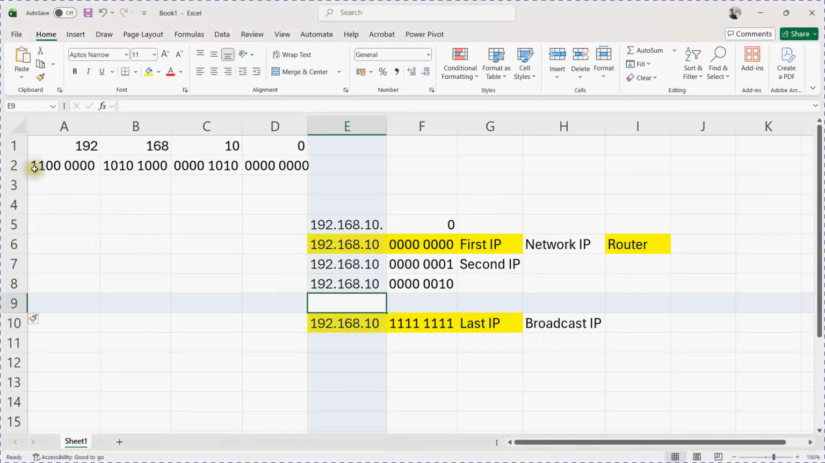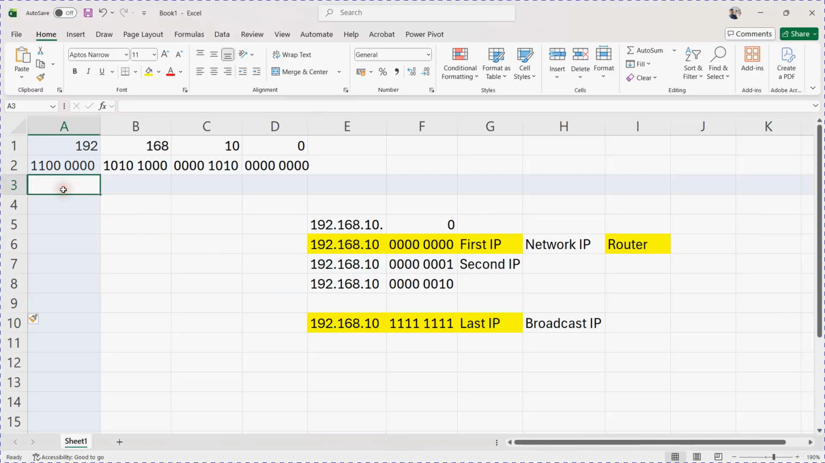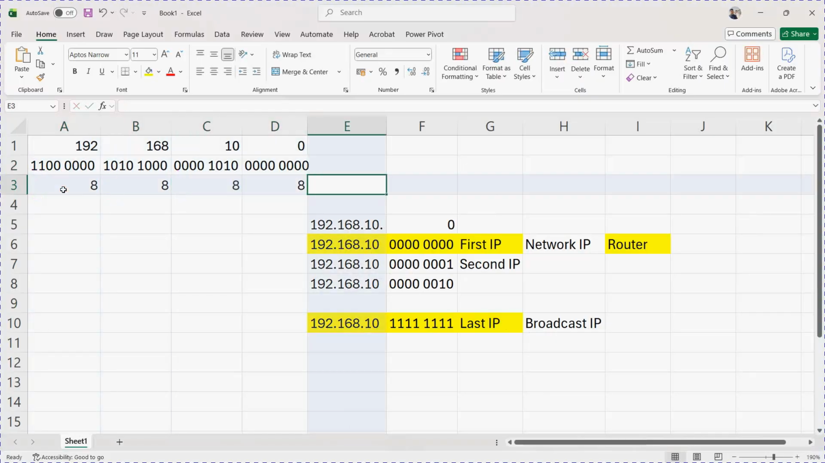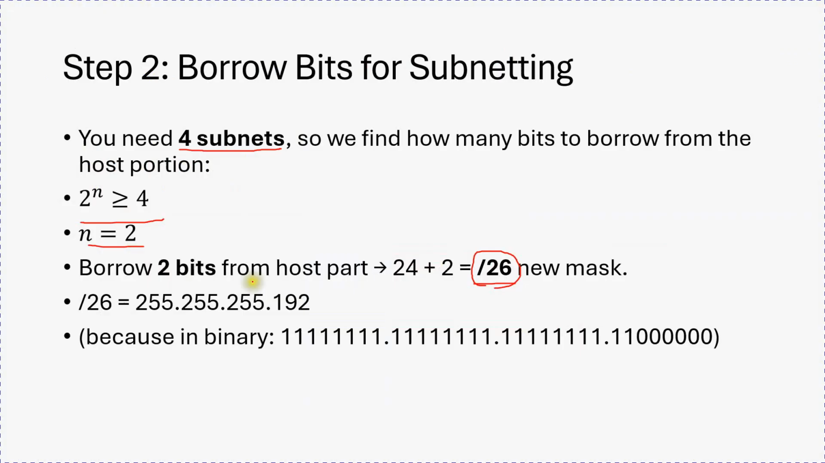Here you see the total, it's 8 bits, totally 32 bits. 8 plus 8 plus 8 plus 8 equals 32. So this is 32. So what is meant by 26? It means that the first 26 bits are 1, and the remaining are 0.